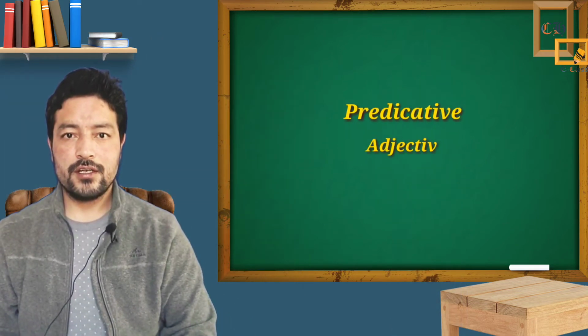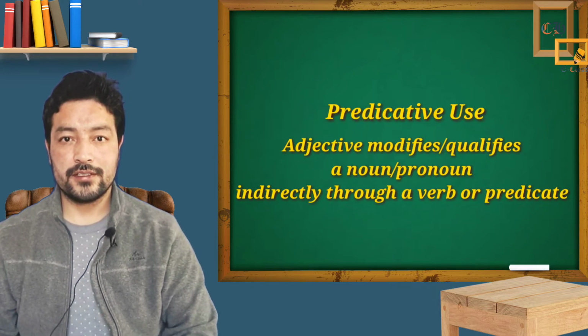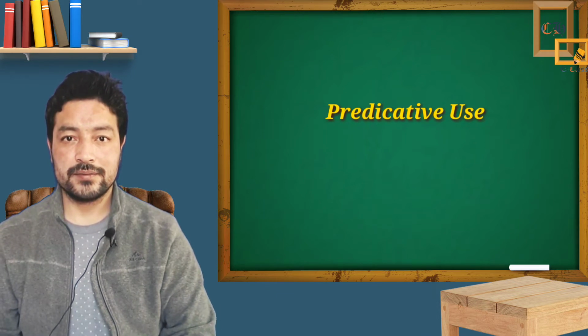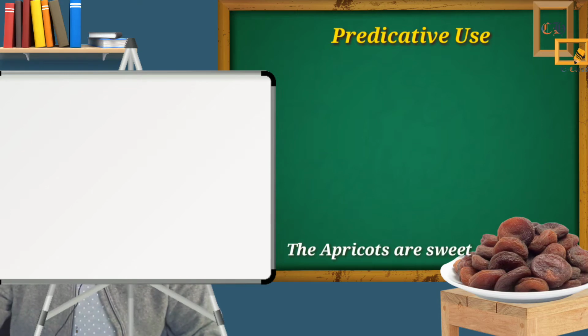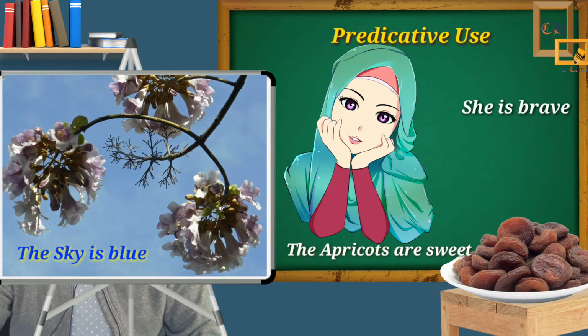In the predicative use, an adjective qualifies a noun or a pronoun in an indirect way through a verb or a predicate. Remember, we do not place any noun or pronoun after the adjective in this case. See, for example, the apricots are sweet. The sky is blue. She is brave. In these examples, you can see the adjectives sweet, blue and brave are qualifying the nouns apricots, sky and she through the verbs is and are.